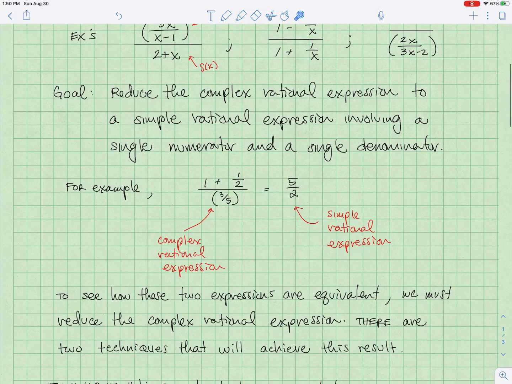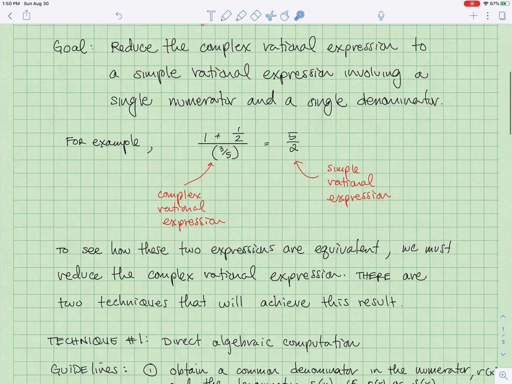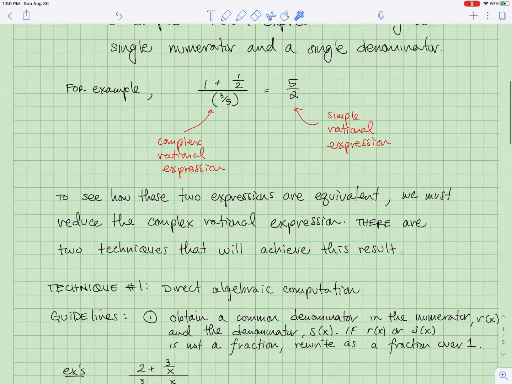So for example, 1 plus a half divided by 3/5. I got fractions in the numerator, I got fractions in the denominator, and if you do the arithmetic correctly, you should be able to reduce it to a simple rational expression, which just has an integer value in the numerator and an integer value in the denominator. That is to say, no more fractions here and no more fractions here. So to see how these two expressions are equivalent, we must reduce the complex rational expression. There are two techniques that will achieve this result, and we're going to look at this first one right now.